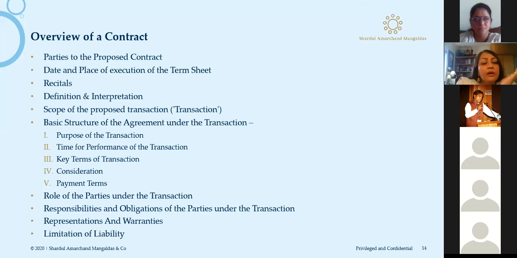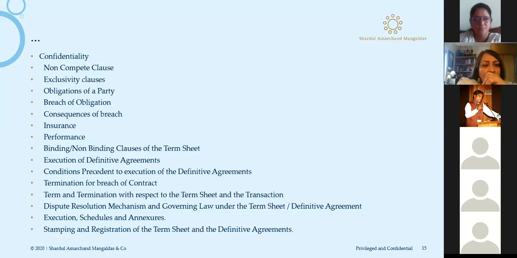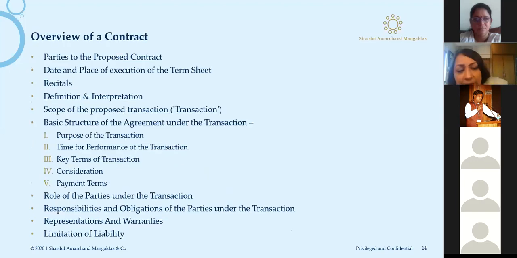Now, when we are looking at a contract, this is basically the overview of a contract. I'm going to run you quickly through what the essentials of a contract are when you are looking at entering into one. So one, the parties to the contract. As I've said, certain important things that we have to keep in mind: all the essential people that are necessary for the contract should be a party to the contract.